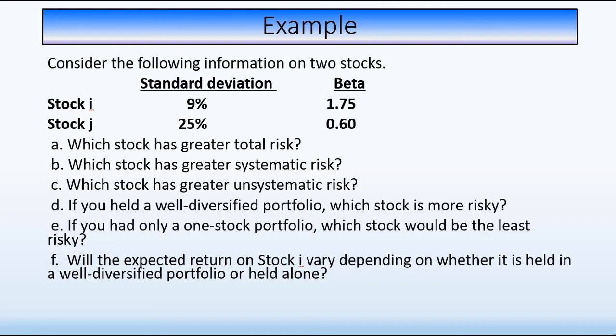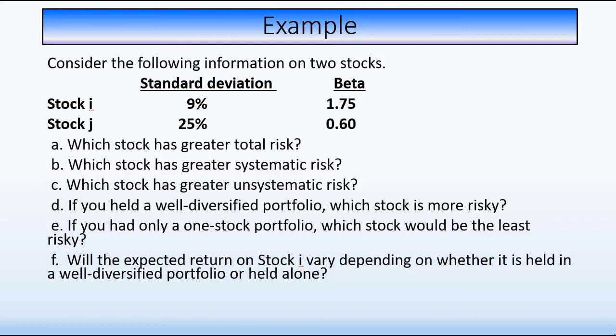Question D, if you held a well-diversified portfolio, which stock is more risky? The stock with the higher beta, which is stock I. Question E, if you had only a one-stock portfolio, which stock would be the least risky? Well, if you have a one-stock portfolio, it's total risk that matters because you don't have a diversified portfolio. So you want to look at total risk, which is standard deviation. So which stock has the least risk? Stock I, because it only has a 9% standard deviation.